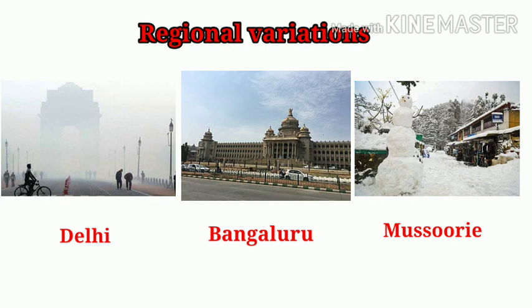So what is the reason for it? The reason is that Bangalore is in the southern part of India and Delhi is in the northern part, but it is plain. Mussoorie is also in the northern part of India, but it's a hill station. So these regional diversities are known as the subtypes of the monsoon climate.